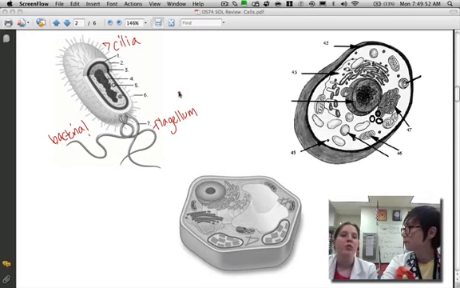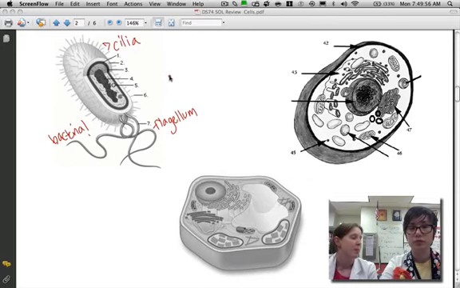Right. So just a couple other things to point out. Notice some of the organelles that this bacteria, this prokaryote does have. It does have a cell membrane, because all cells do. Right. It does have ribosomes, those little dots to make proteins.